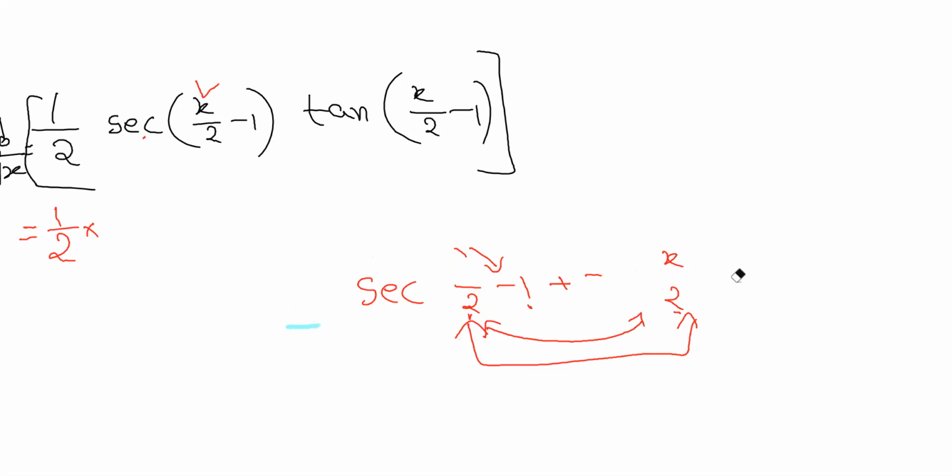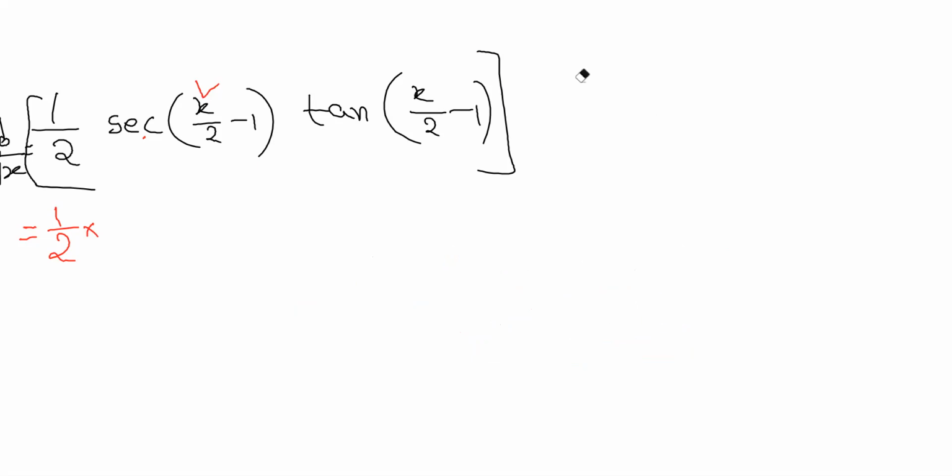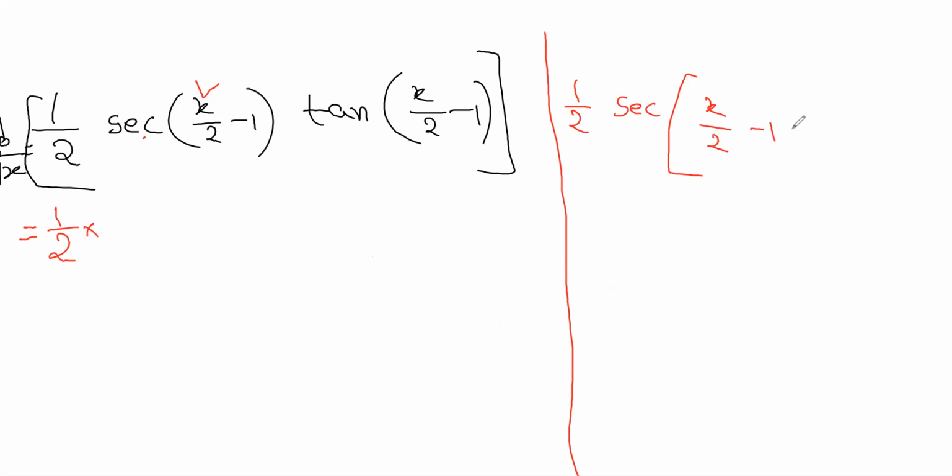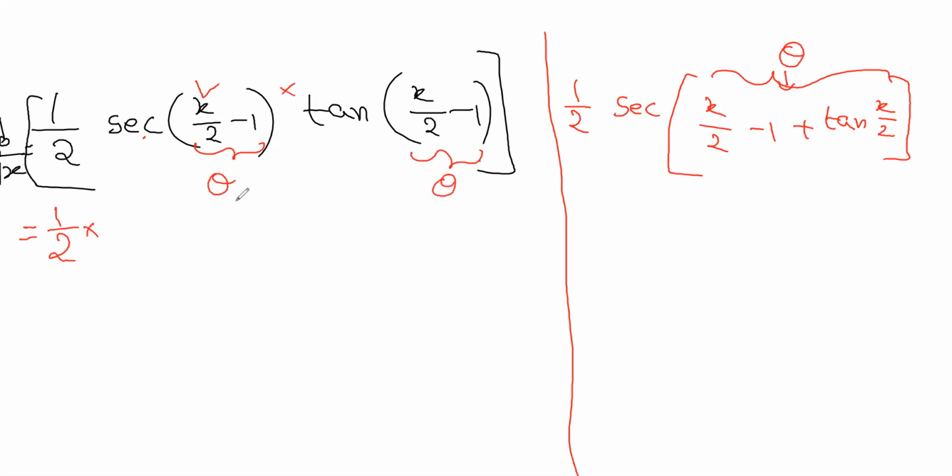We will do this both side by side, and let's observe the difference between the two. Half of secant of x by 2 minus 1 plus tan x by 2. Observe the difference between those two. Here, secant of theta, right? In the whole theta, we have x by 2 minus 1 plus tan x by 2. This total thing is theta. In this, it is just the theta. There is multiplication, right?